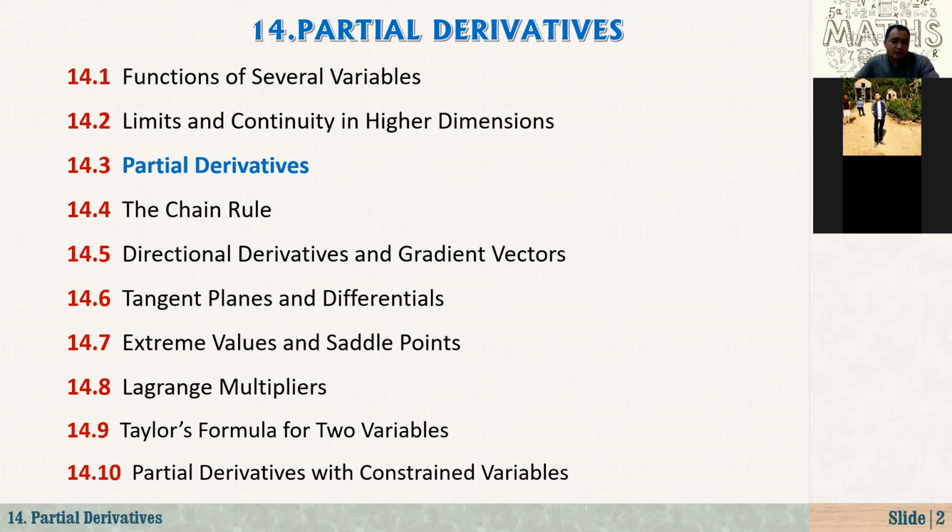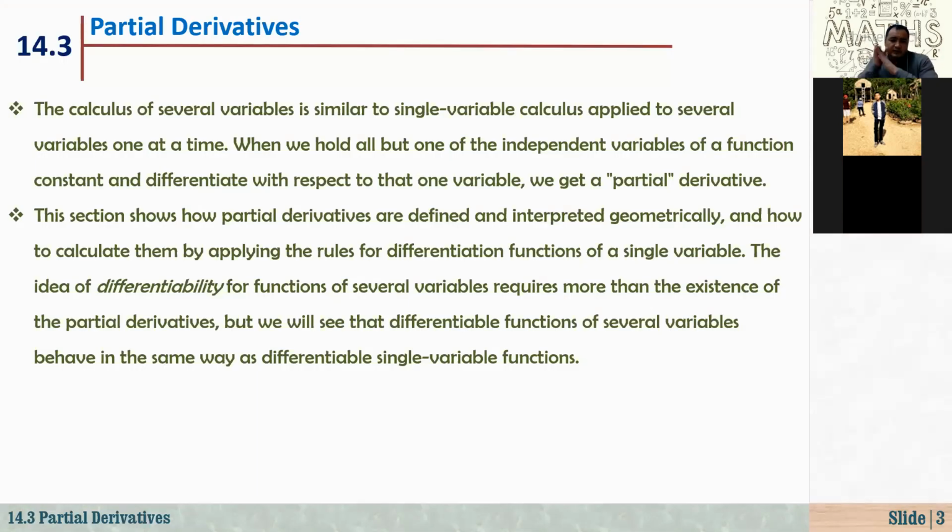So today we are going to talk about partial derivatives. Actually, it is a derivative. Why do we say partial derivative? Because we are dealing with a function of multiple variables, maybe two variables, three variables, four variables. That's why it's called partial derivatives. The calculus of several variables is similar to single variable calculus applied to several variables at a time. As we give the definitions, you will see that most of the definitions and properties are very, very similar.